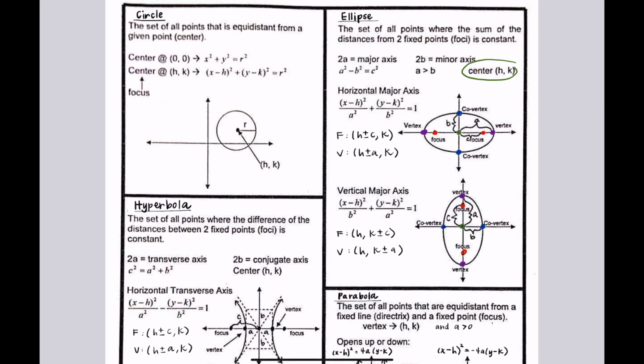So for our foci, we're going to have the ordered pairs h comma k plus or minus c. We're adding and subtracting c from the y-coordinate of our center. And then for our vertices, we have h comma k plus or minus a. So we add and subtract a from the y-coordinate of our center.